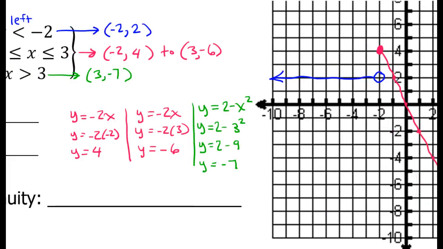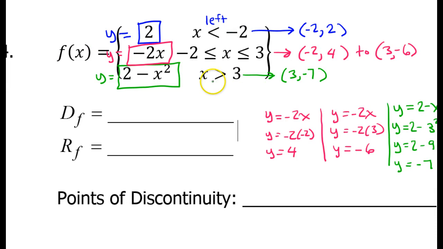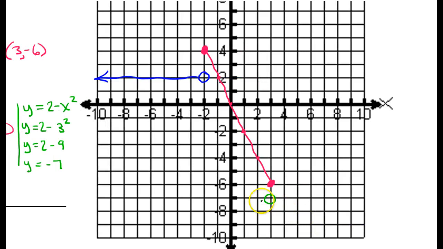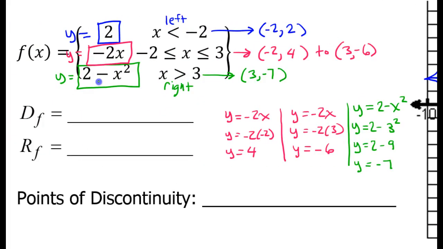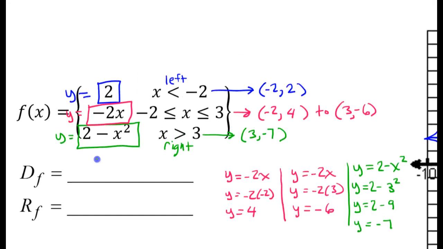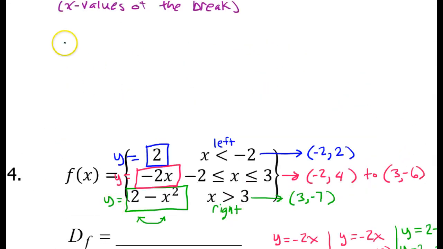Now graphing this will be tricky. When you see this greater than 3, you should be thinking to the right of 3. So yes, we're graphing to the right. However, this is a parabola, so it's a little bit trickier to graph than a line. So I would recommend a table of values. Okay, x and y.